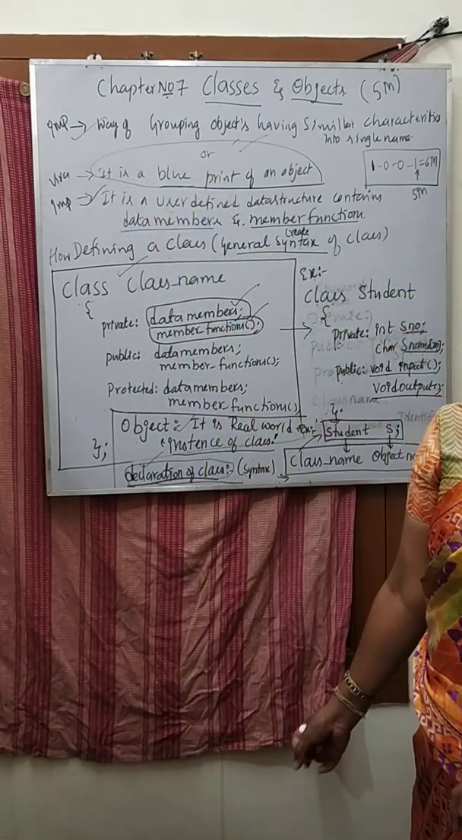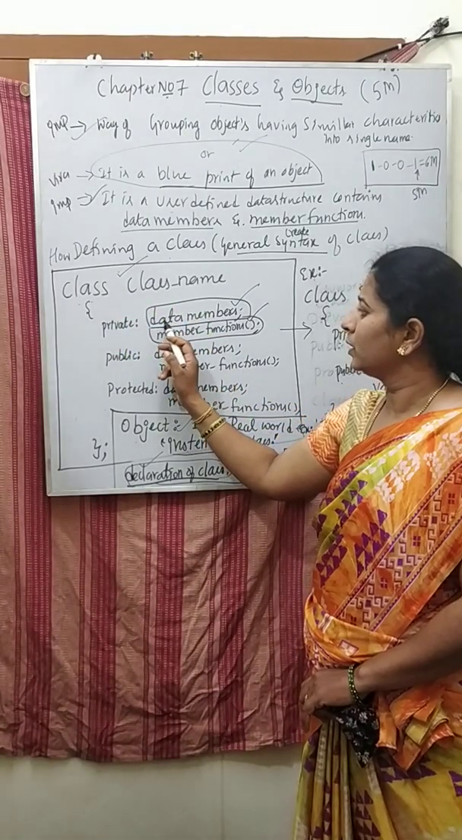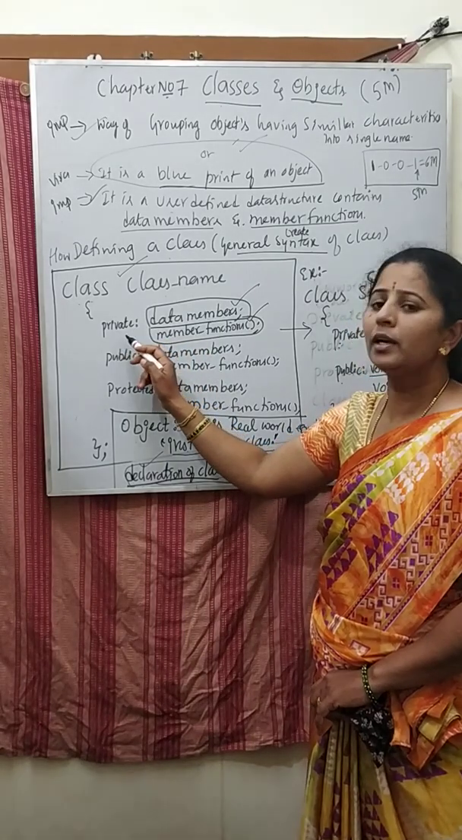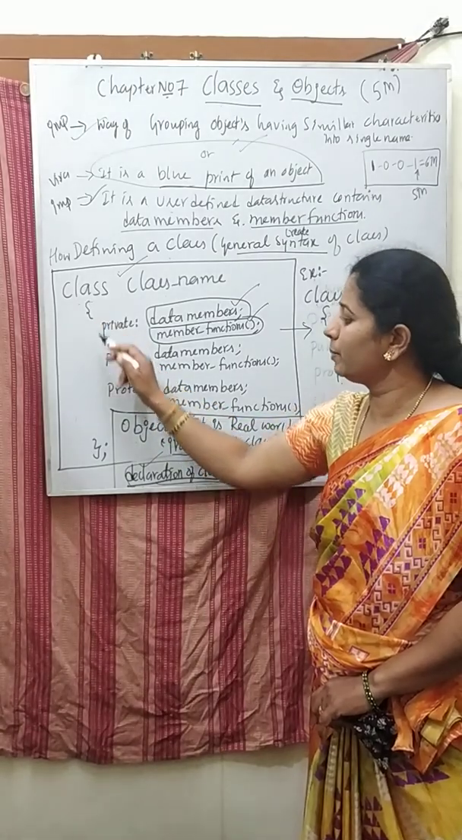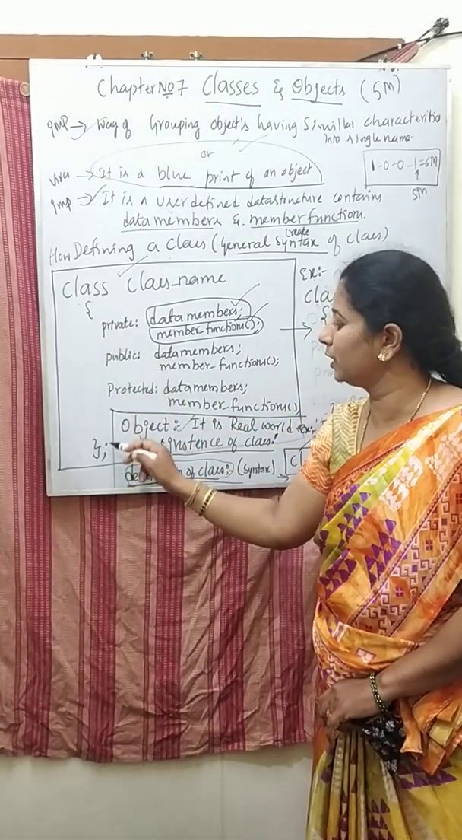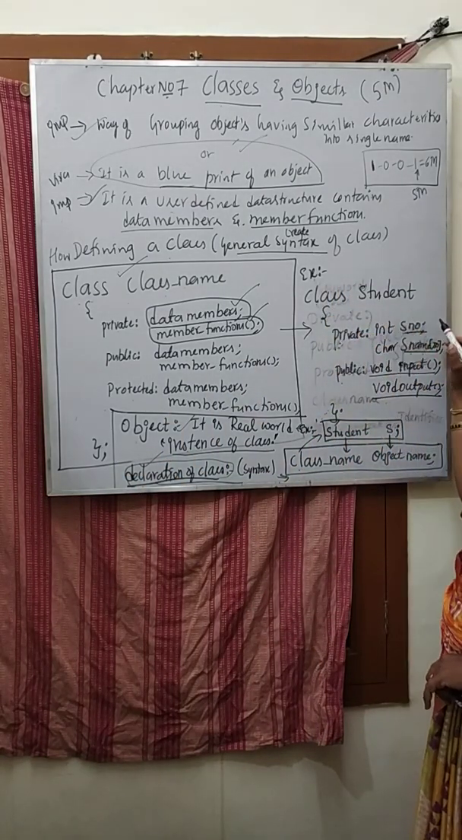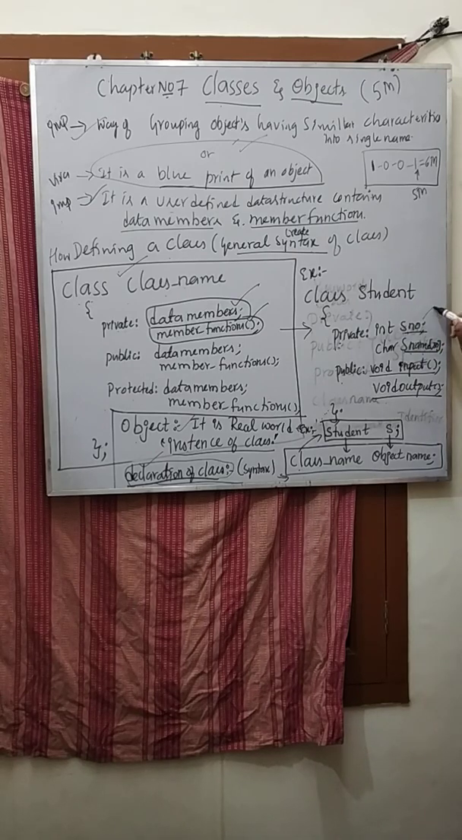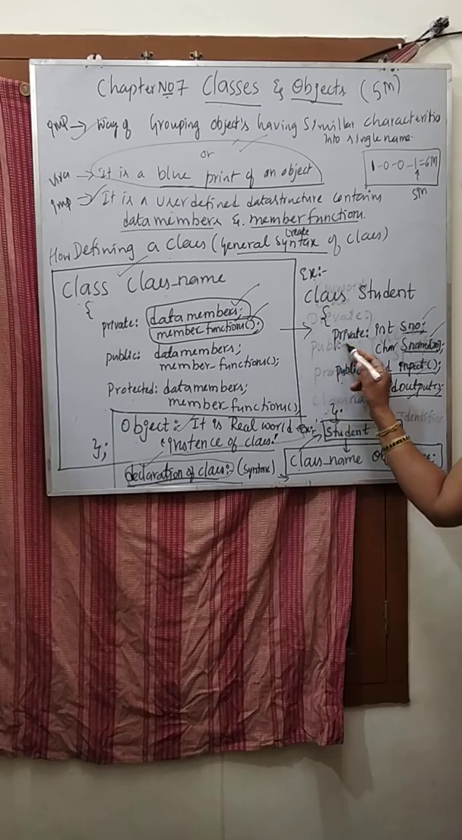It is a user-defined data structure, containing data members and member functions. Syntax: class name, data members and member functions written under access specifiers. What are the access specifiers? Private, public, protected. These members are enclosed within flower braces and terminated by a semicolon. Then the example for that, class student. I have declared two data members, S number and S name, under private. Under public, I have declared input and output as member functions. A member function contains a return type, hence I have used void. So this is the example.